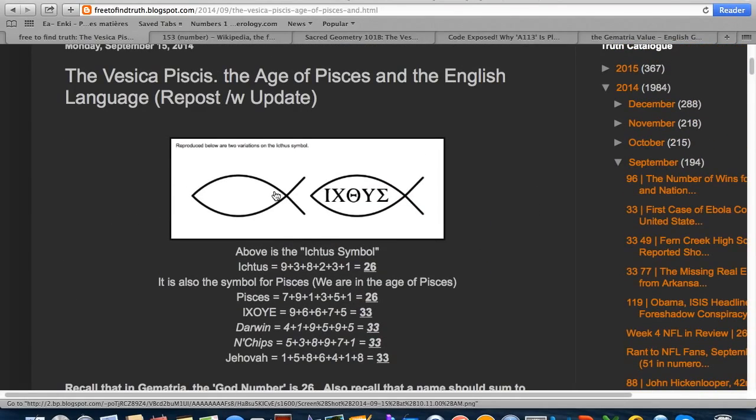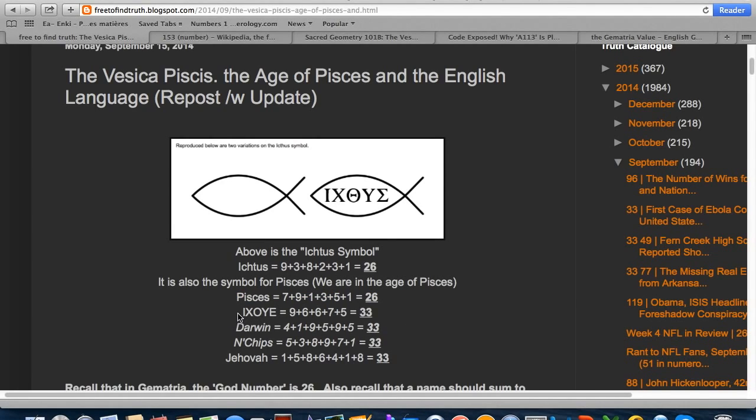Going back to these symbols up here, they are known as the ichthys and the Pisces often. And ichthys with Pythagorean gematria sums to 26, the God number, as does Pisces. Pisces also sums to 26. And the lettering combinations we often see in these on the backs of cars and on mailboxes where it's present.